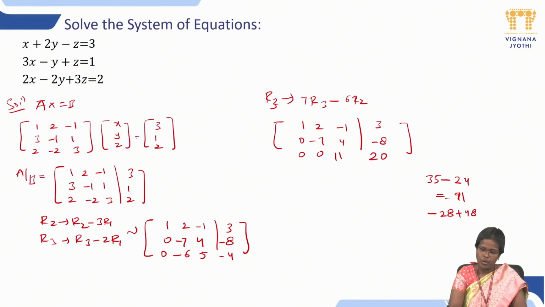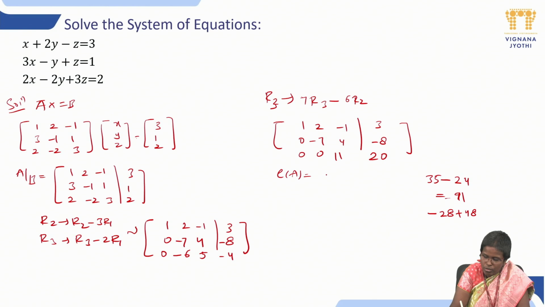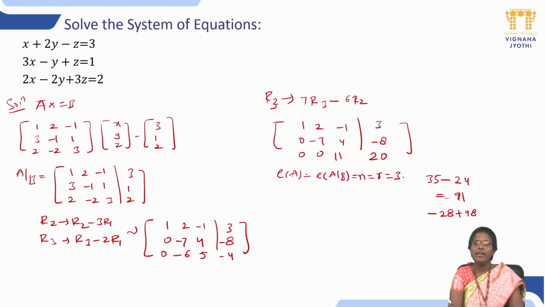Right. Now, is it in echelon form? Right. This is in echelon form. The number of zeros are in increasing order. And what about the rank? Rank of A equals rank of augmented matrix equals number of variables equals r equals 3. Now, whenever rank of A equals rank of augmented matrix, then we say that it is consistent. And in addition to that, the rank is equal to the number of variables.